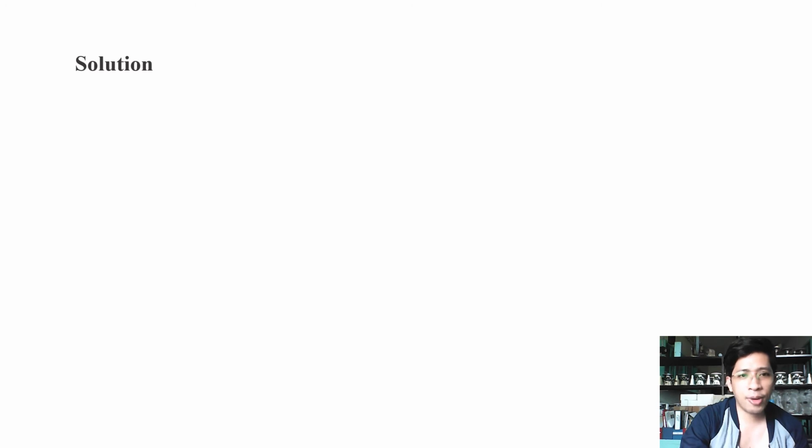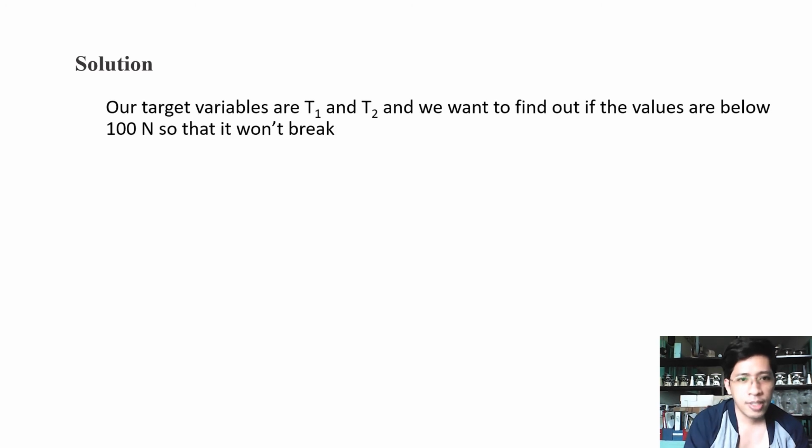Next, we now solve the problem. So our target variables here are T1 and T2. And we want to find out if the values are below 100 newtons so that it won't break. So again, we need to solve your T1 and T2 from the previous equations and find if either T1 or T2 has a value of greater than 100 newtons. If that is the case, then that cable will break.